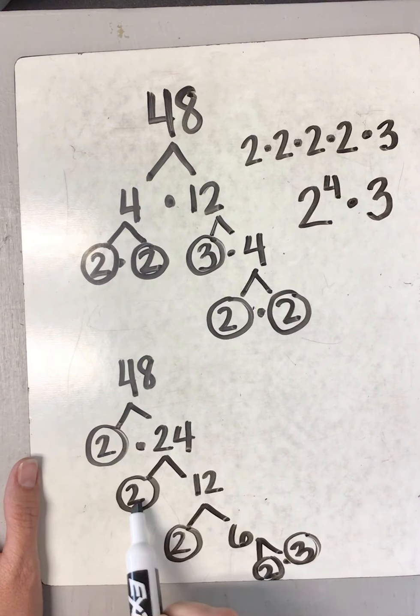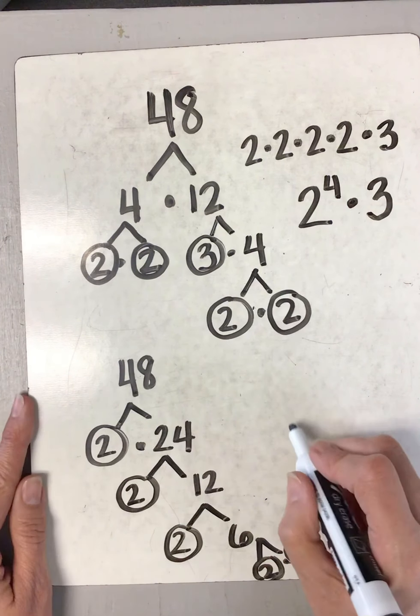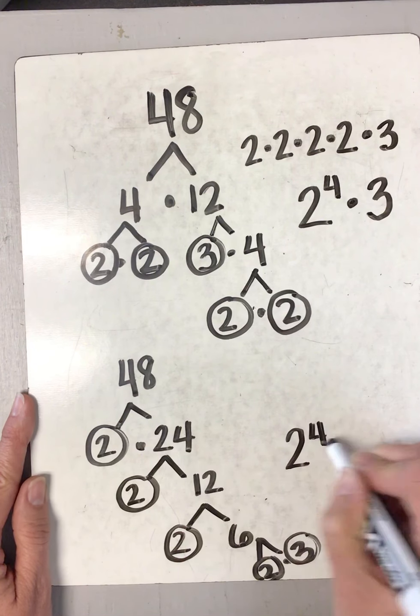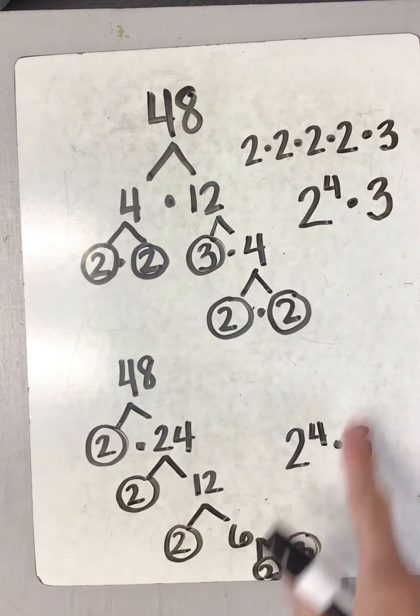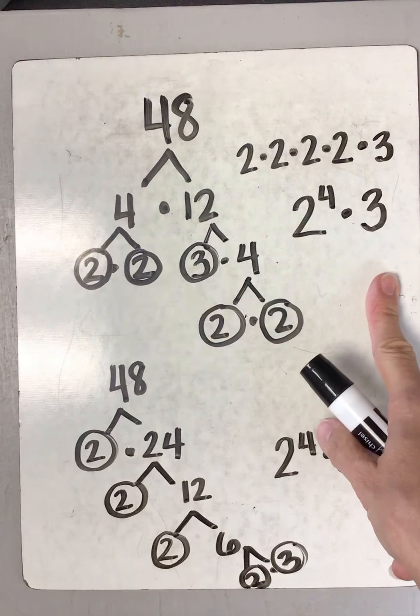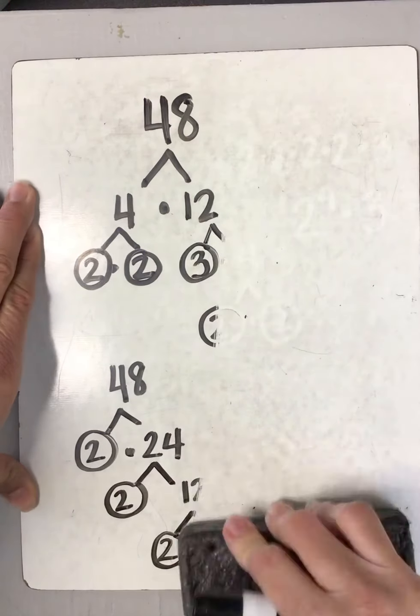Now I have 1, 2, 3, 4 2's, so it's 2 to the 4th power times I have 1, 3. So I end up with exactly the same answer I had before. Okay, let's do this one more time.